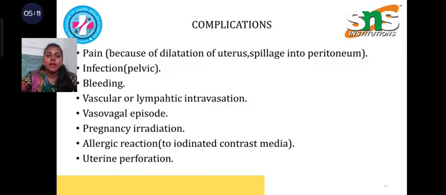Complications: pain because of dilatation of the uterus, spillage into the peritoneum. Infection, pelvic infection may occur. Bleeding, vascular or lymphatic intravasation, vasovagal episode, pregnancy irradiation, allergic reaction due to contrast media, uterine perforation. These are the complications that may arise in the patient while doing the HSG procedure.